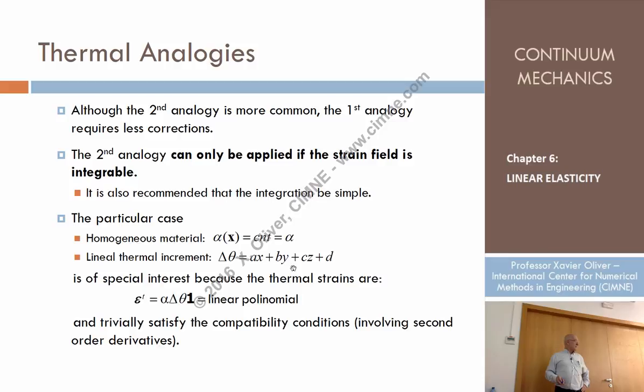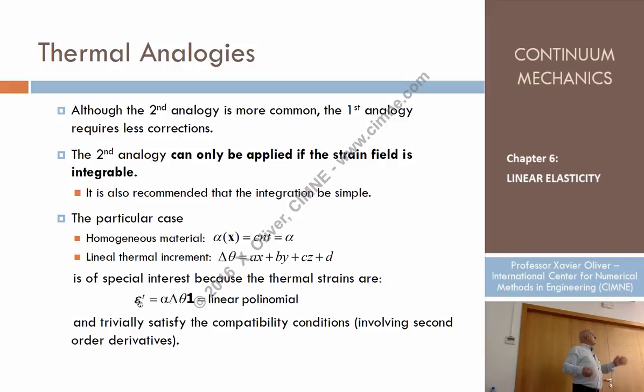What happens with the thermal expansion term then? It is alpha delta T times 1, where 1 is the identity tensor. So all terms of this thermal expansion are a linear polynomial, because it's a constant times a linear polynomial. And look, what happens with the thermal strain here? It satisfies the compatibility equations. Why? Because I recall that the compatibility equations, those conditions that say if a given made up strain field could be integrable, just involve second order derivatives.